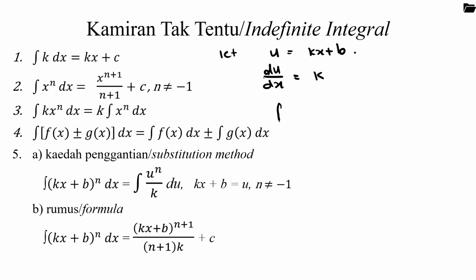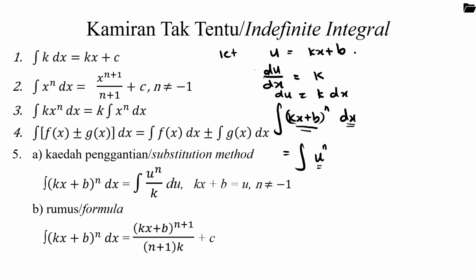So now my question is the integral of (kx + b) raised to the power of n dx. I need to substitute: the kx plus b, I already substitute with u. So u to the power of n. What about the dx? I need to substitute the dx because my variable is u now. So what is the relationship between dx and du? From here, du is actually k times dx.